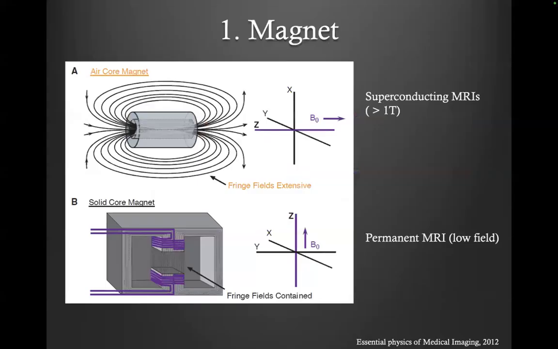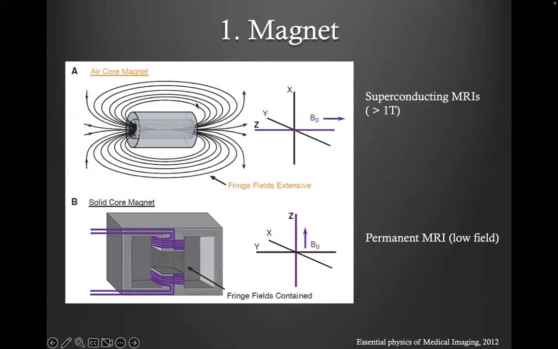So let's talk about the main magnet. That's the foremost and most expensive component in MRI. Usually the cost of an MRI scanner scales with the Teslas. Roughly, 1 Tesla is 1 million, so 3 Tesla is going to be $3 million.